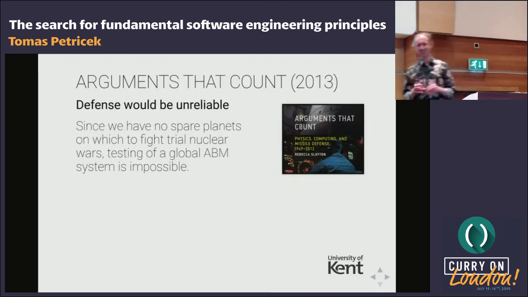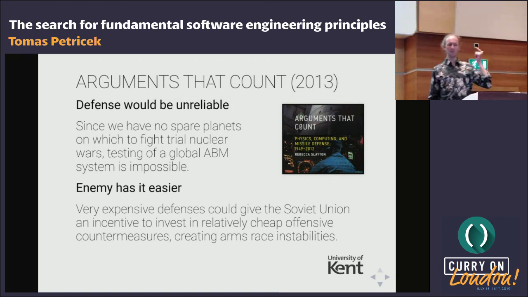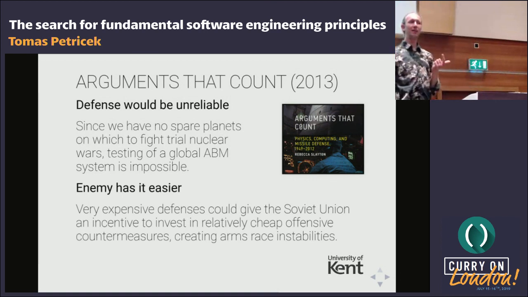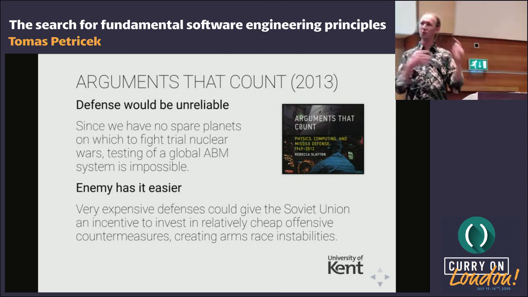The case of nuclear ballistic missile defense was that since we have no planets on which to fight trial nuclear wars, testing the system is impossible. That's one point. The other was that it's a case where the environment changes faster than your system can react to. If you start building a defense, then the Soviets will build more efficient nuclear missiles that will circumvent your system, and the rate of building the defense is smaller than the rate of building the offensive systems.